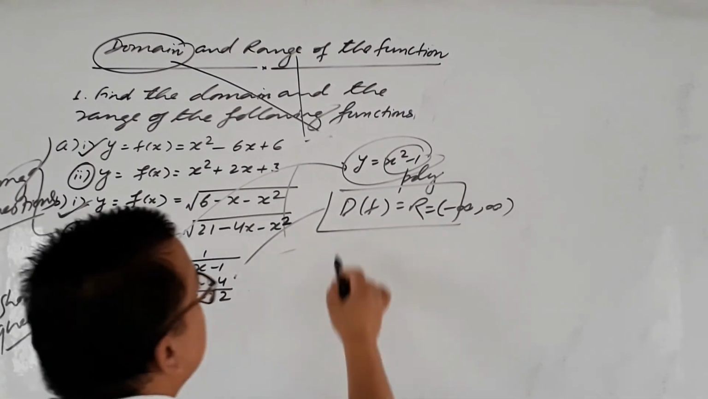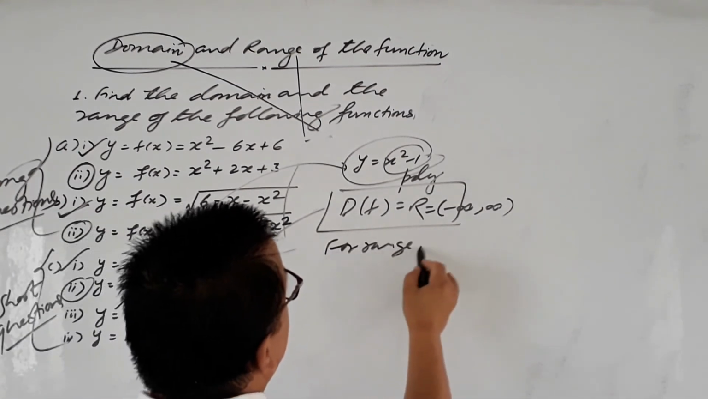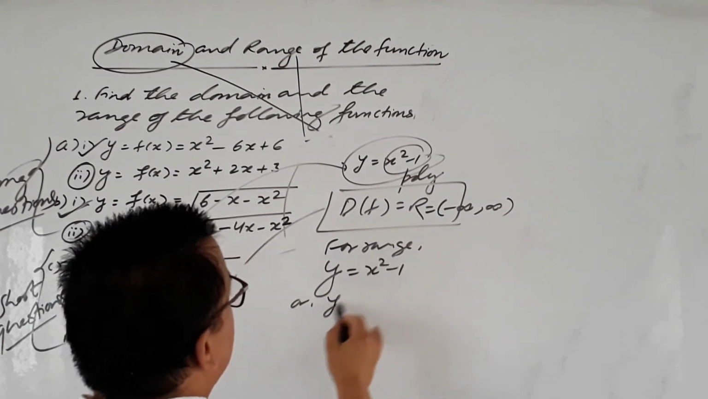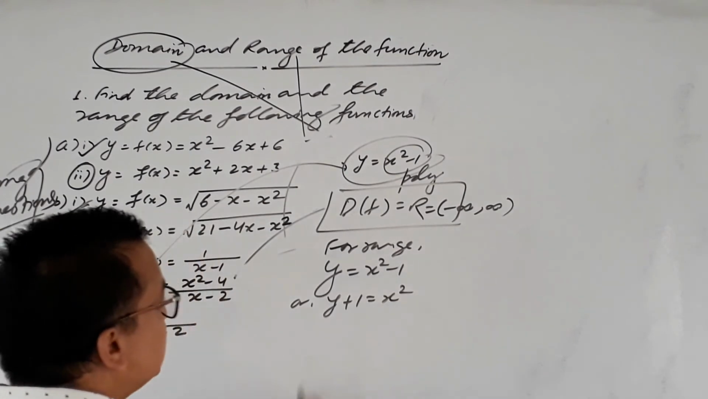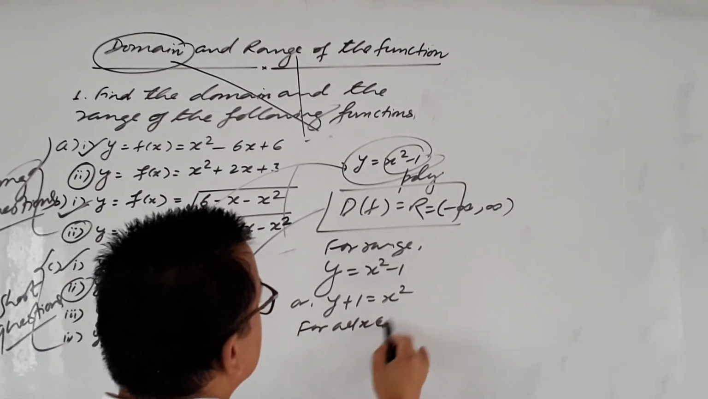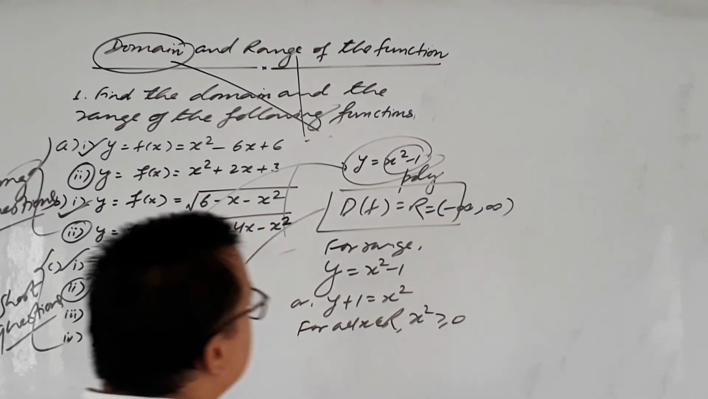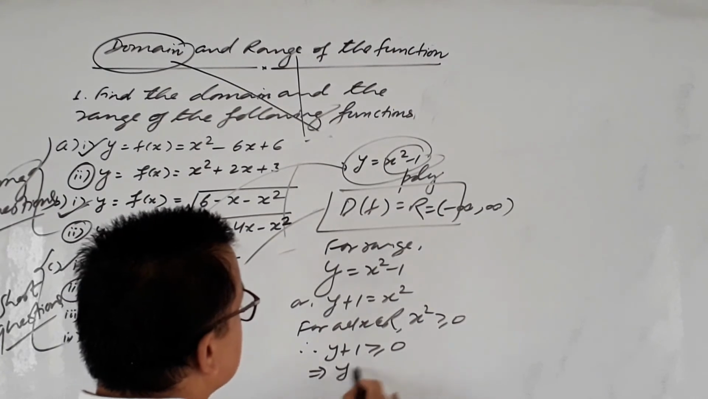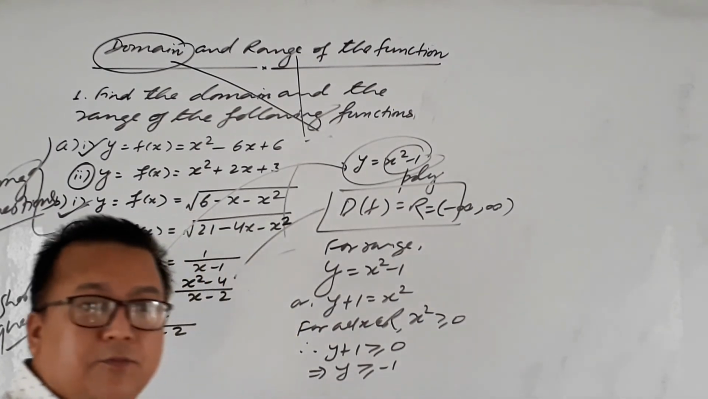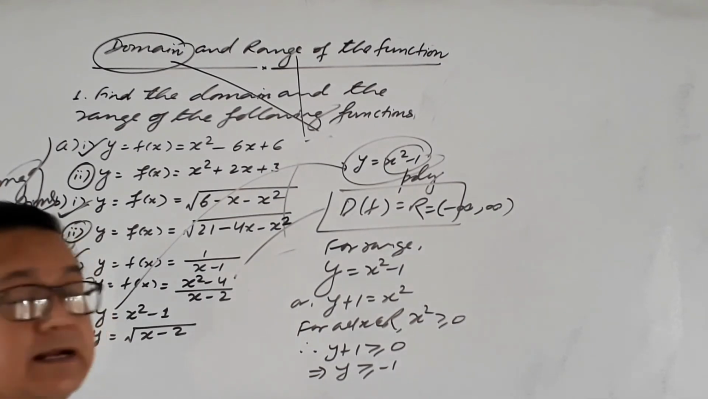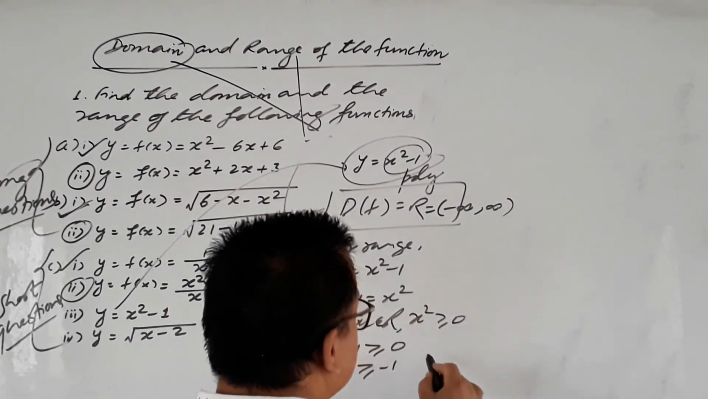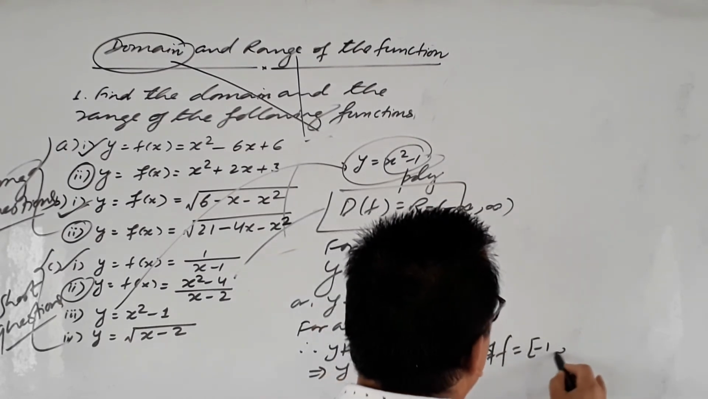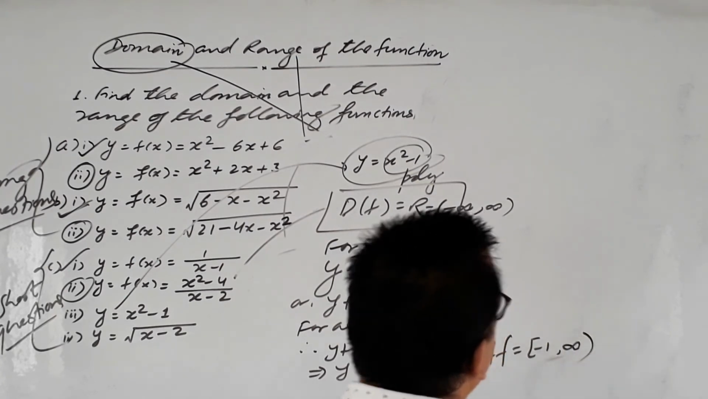So for the range, what will you do? You will write y equals x squared minus 1, or y plus 1 equal to x squared. You understood? For all x belongs to R, x squared is always greater than or equal to 0, and so y plus 1 is also greater than or equal to 0, which implies y is greater than or equal to minus 1. So the value of y is greater than or equal to minus 1. Therefore the range of the function equals the set of minus 1 to infinity.